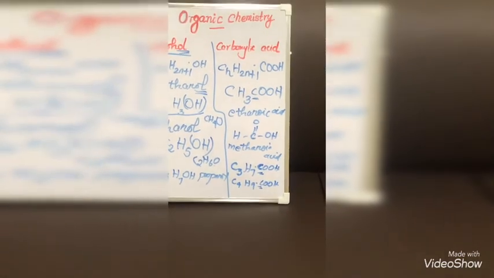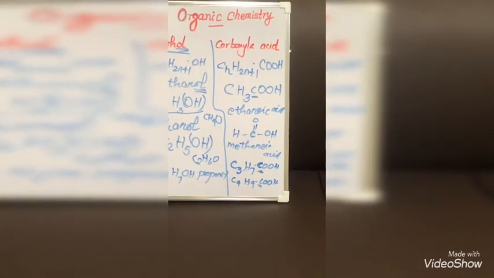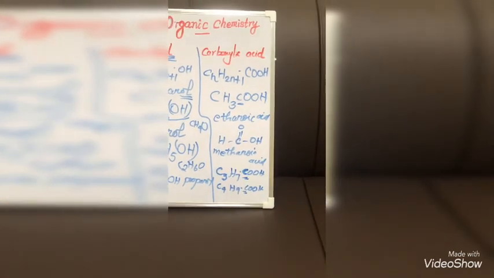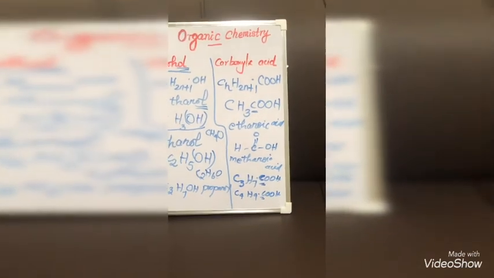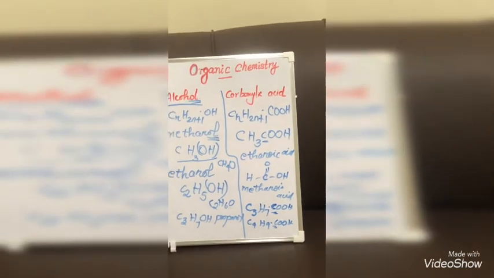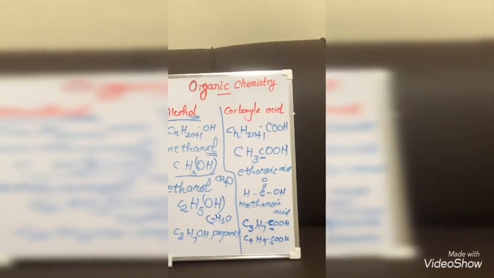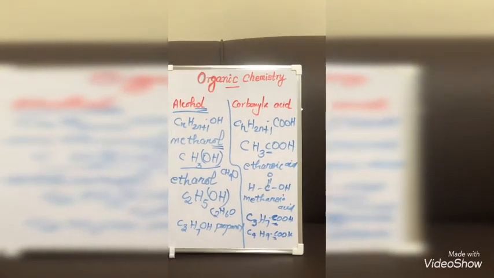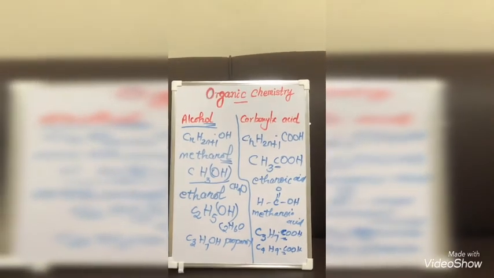So methanoic acid would be HCOOH, ethanoic acid would be CH3COOH, and propanoic acid would be CH3CH2COOH. Every time, one CH2 group is being added, or one carbon and 2 hydrogens are being added. So one CH2 is being added every time you come down the series: metha, etha, propa, buta, penta, hexa, hepta. Each time you increase a carbon atom, 2 hydrogen atoms are added.